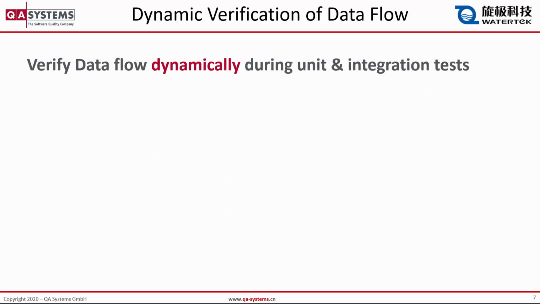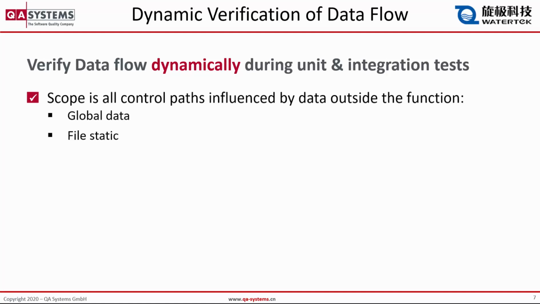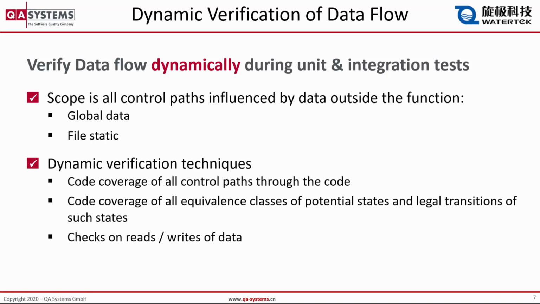For the dynamic verification of data flow, the scope is slightly different. It's about data. The scope is all control paths influenced by data outside the function. That may be file static data or global data. The dynamic verification techniques here again include code coverage of all control paths through the code, which may be influenced by a fixed parameter value or global data are executed.